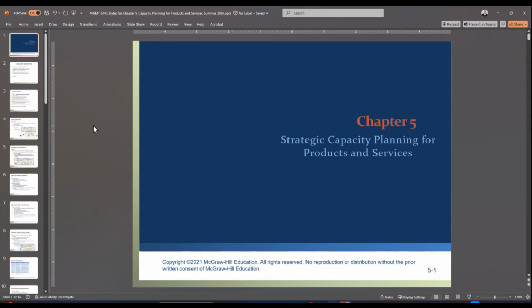Topic for today is strategic capacity and planning for products and services. Like we briefly touched on this topic, capacity is the maximum limit of products or services an operating unit can offer. So technically, it is the highest quantity of products your company can manufacture, or the highest number of services your company can offer in a given time period.